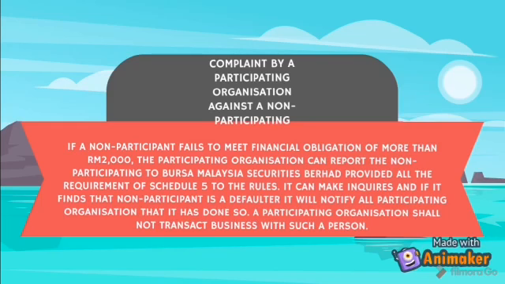If a non-participant fails to meet a financial obligation of more than RM2,000, the participating organization can report the non-participant to Bursa Malaysia Securities Berhad, provided all the requirements of Schedule 5 to the rules are met. It can make inquiries, and if it finds that the non-participant is a defaulter, it will notify all participating organizations that it has done so. A participating organization shall not transact business with such a person.